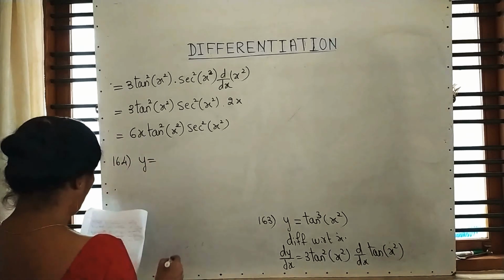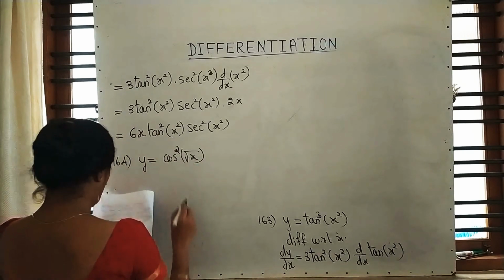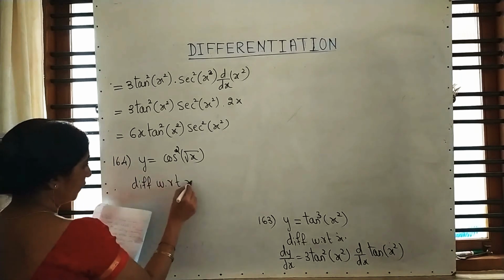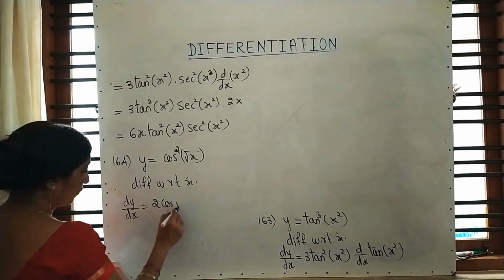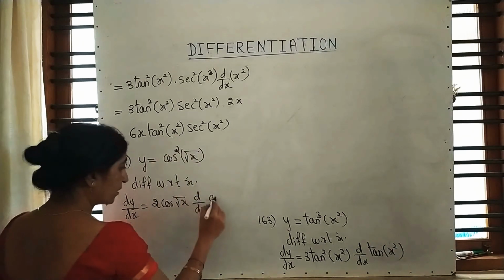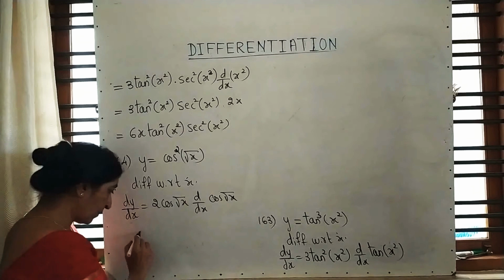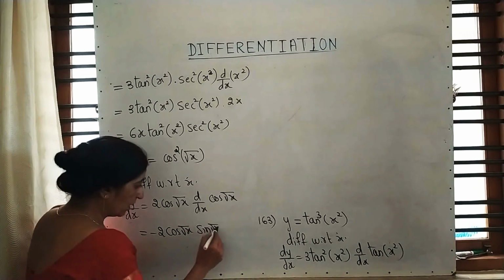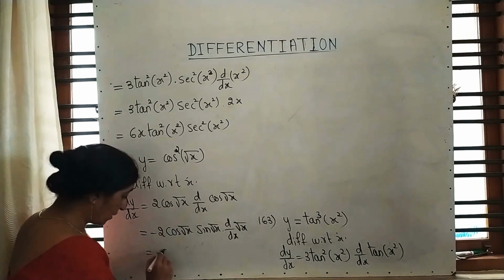Question number 164. Y is equal to cos square root x. Can you solve along with me? Yes, first what are you differentiating? We are differentiating the power. 2 cos root x, because 2 minus 1 is 1. After that, when you close the power, what is remaining? Cos root x. And what is the differentiation of cos? Cos is minus sin, that's why I am writing minus here. Minus 2 cos root x sin root x into differentiation of root x. You are doing that? Yes. Why? Because it is other than x.